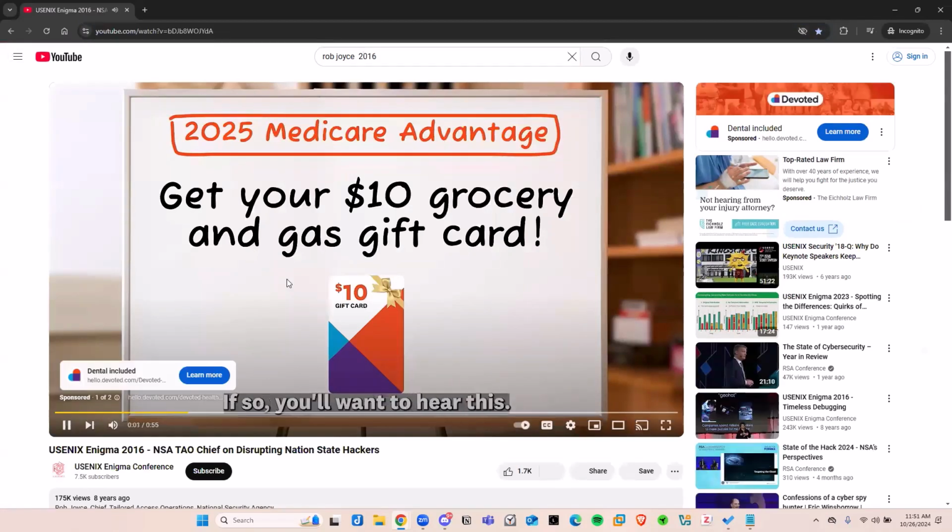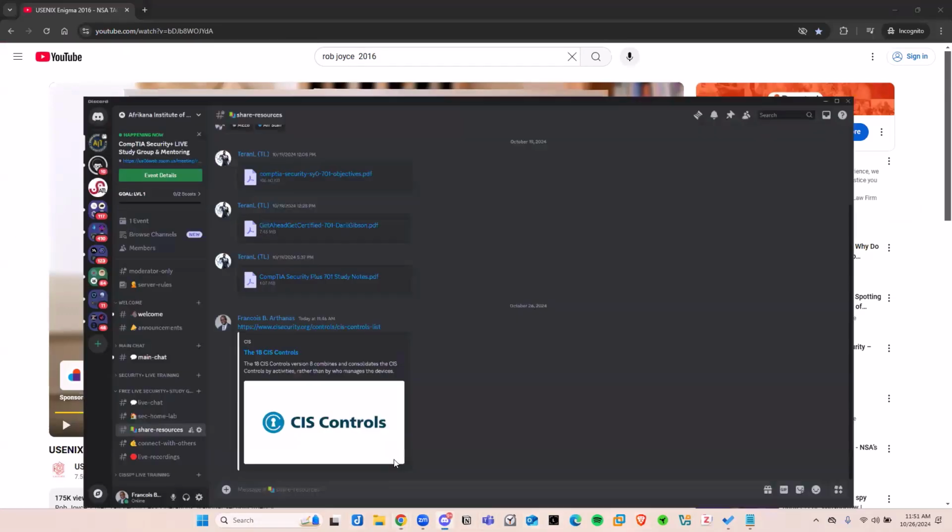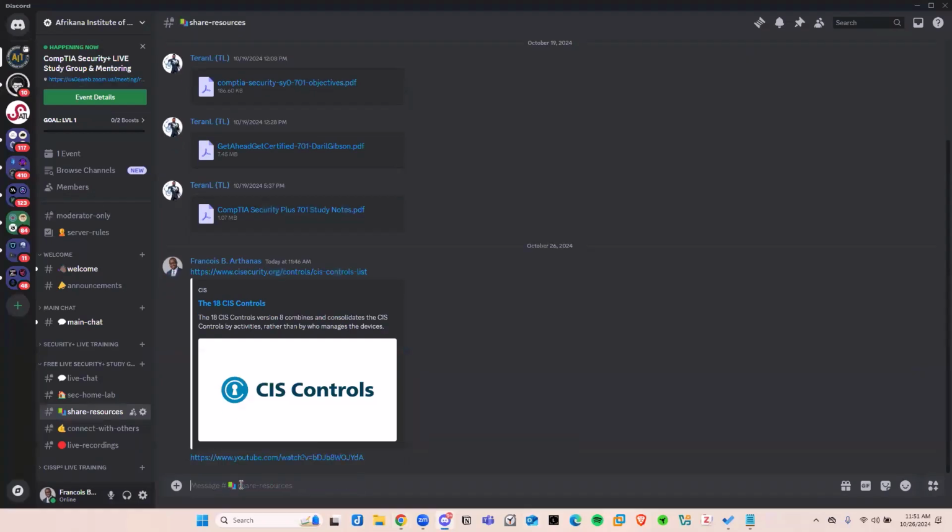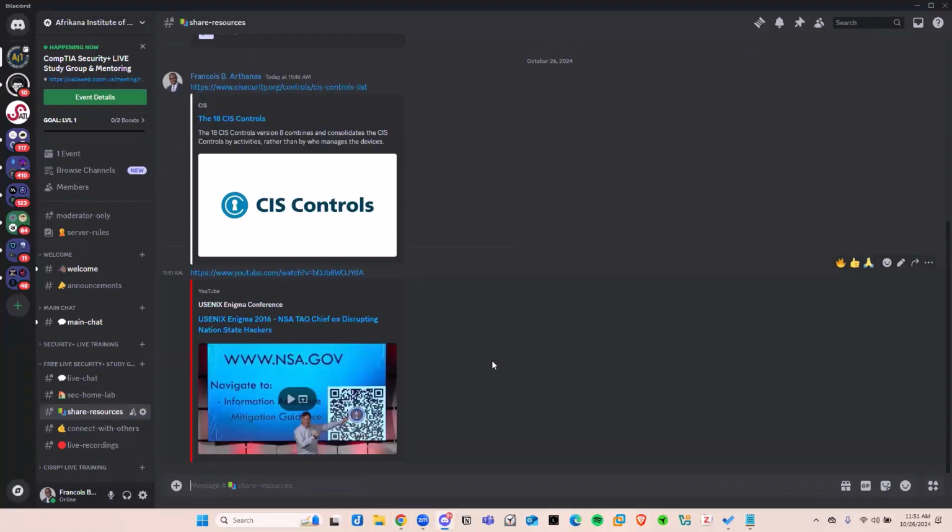One of the things that he mentioned in the talk is that when they're going in and doing the hacking, they try to know the hardware and the software of the company that they're trying to hack into.